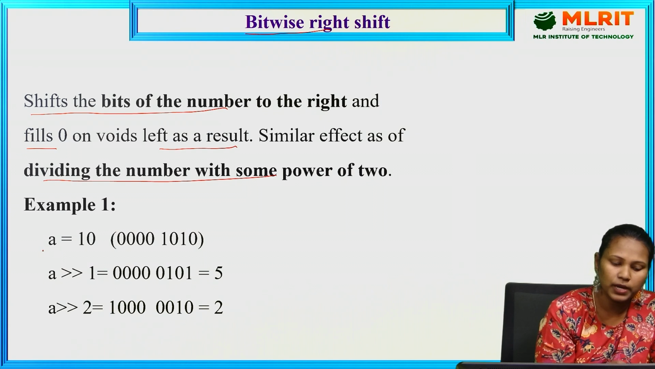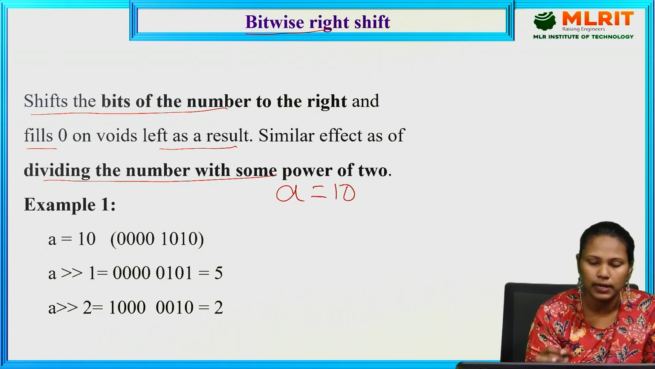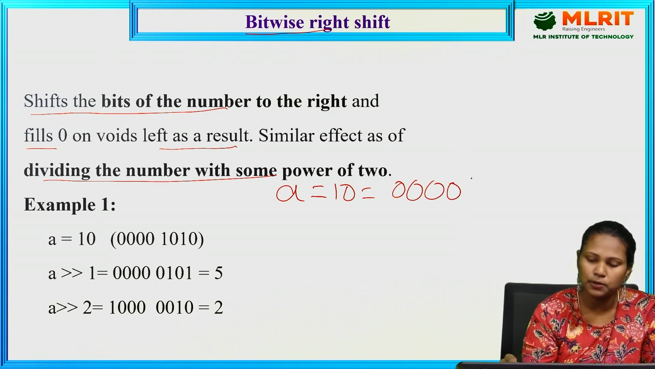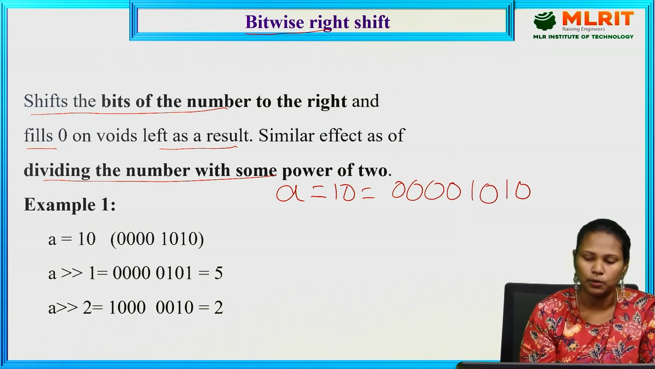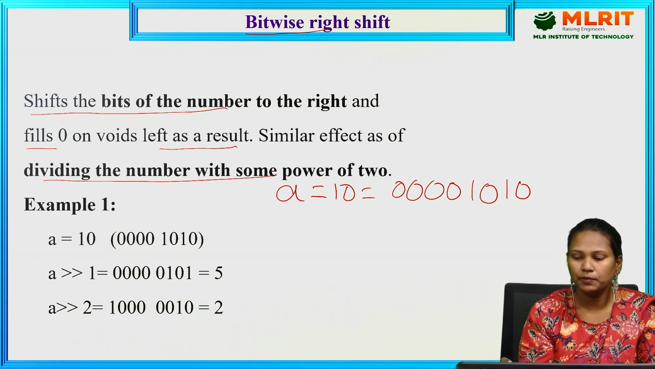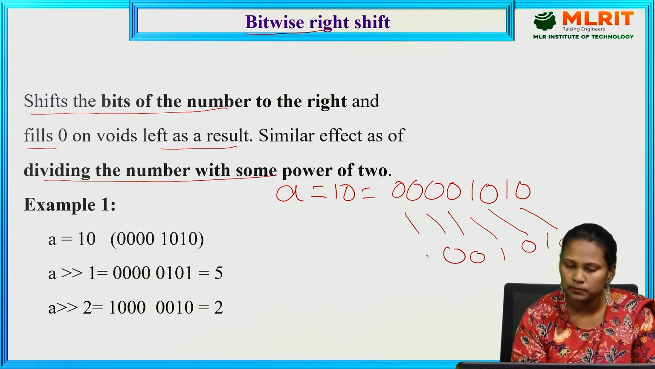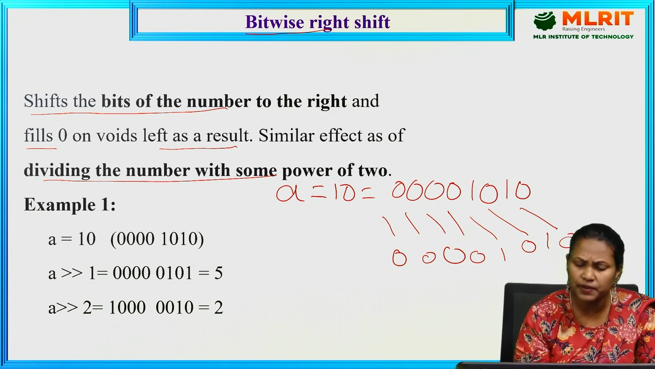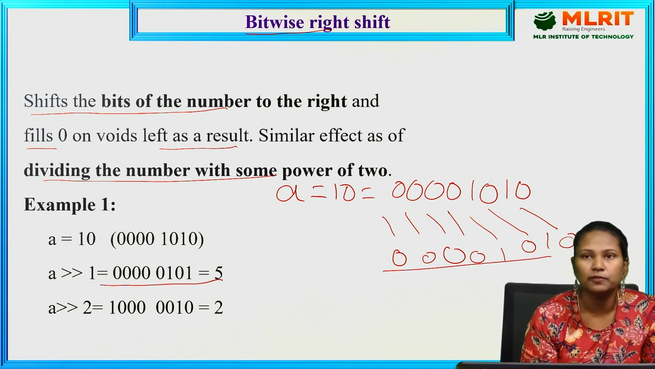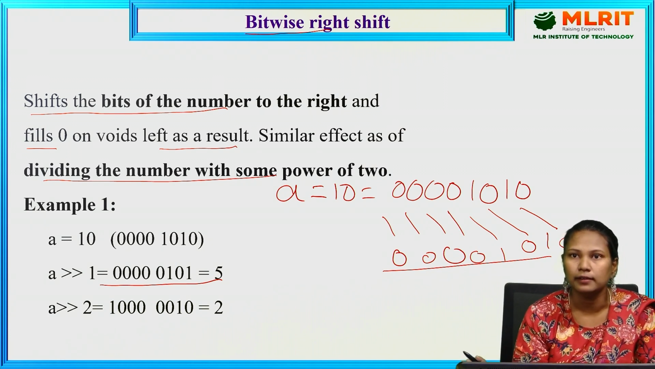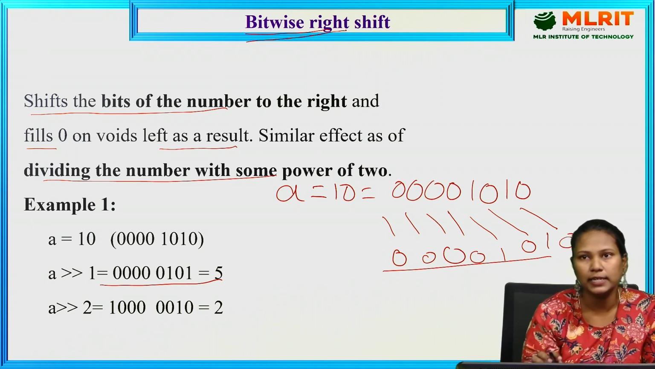So here also we are taking A is equal to 10. The binary number for 10 is 00001010. We need to perform the right shift. In this way, after performing that, we'll get the value 5. So we are shifting, meaning we have to remove one value, right shifting. So that is the bitwise right shift.